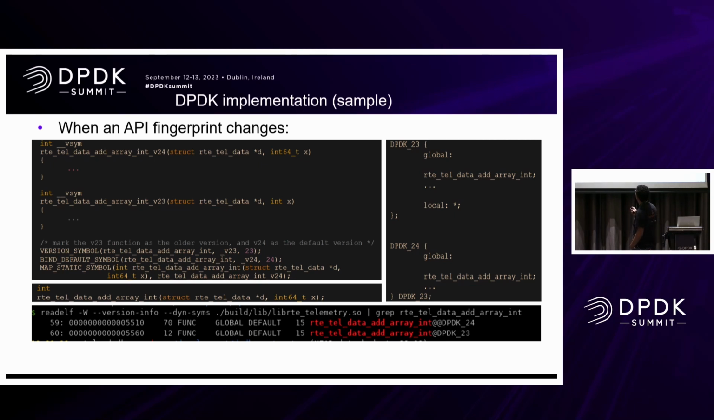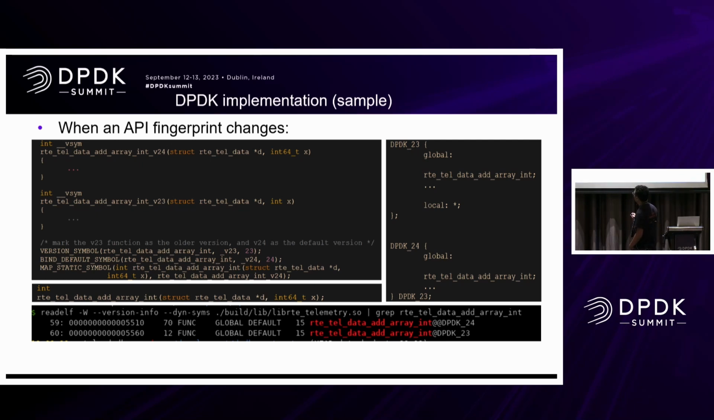And this is an ABI versioning sample. It seems it was done with the telemetry data array function, because its parameter is changing from int to int64. That's how it's done. There are two versions of the function now: version symbol 23, default 24. This will be the API that applications know. Also, a static alias is added. The linker script is updated like this. There was already 23 with the API, now 24 is added, and the same API is added.